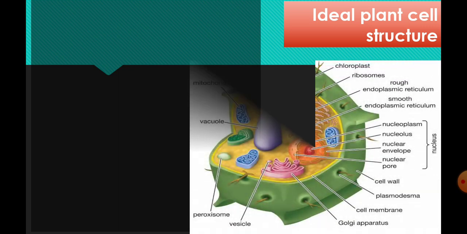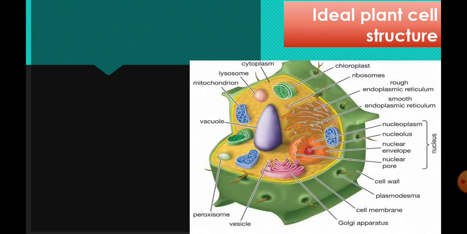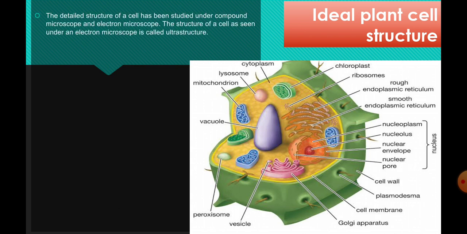Ideal plant cell structure. No cell can be ideal. We can only imagine an ideal cell and all the parts inside the cell. The detailed structure of a cell has been studied under the compound microscope and electron microscope. The structure of a cell as seen under an electron microscope is called ultrastructure.